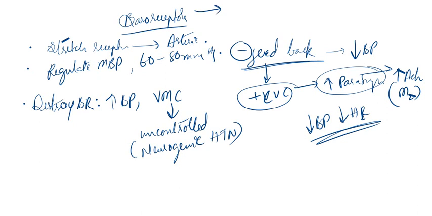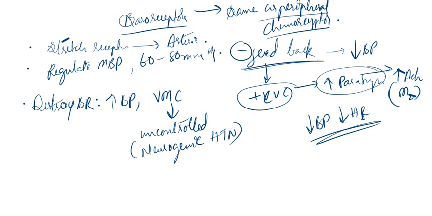Now where are the baroreceptors located? They are located in the same place as peripheral chemoreceptors. Nothing much special, but they are located in the same place as peripheral chemoreceptors. Yes, they are located in the aortic sinus.